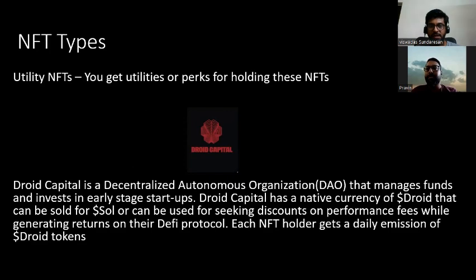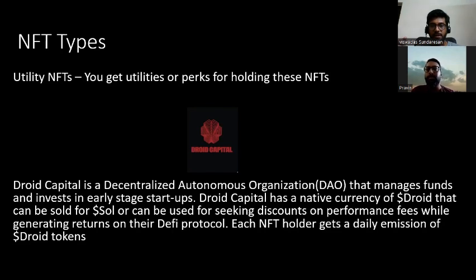So what is a utility NFT? A utility NFT gives you certain perks. It gives you certain things for holding that NFT. So if I'm holding a utility NFT, I'm looking at what the holder benefits are. If I buy this NFT, what are the things that I will be able to make use of by holding this NFT? One such NFT that I've been holding for a long time now is Droid Capital.